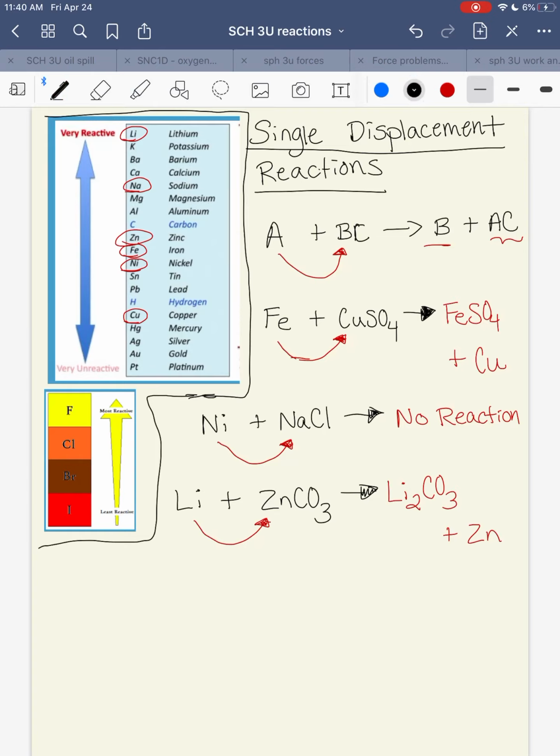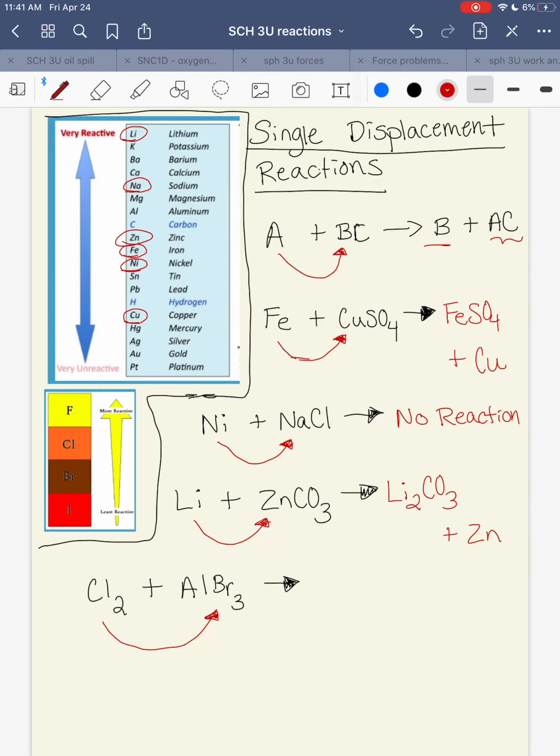Let's try one more example, only this time we're going to look at replacing a nonmetal with a different nonmetal. So we're going to have some chlorine, and we're going to react it with aluminum bromide. In this case, because we have chlorine as our single element, chlorine is going to try and replace our bromine. Our aluminum is not going to be replaced. It's going to be the bromine that's replaced, because chlorine is a nonmetal. Nonmetals can only replace other nonmetals.